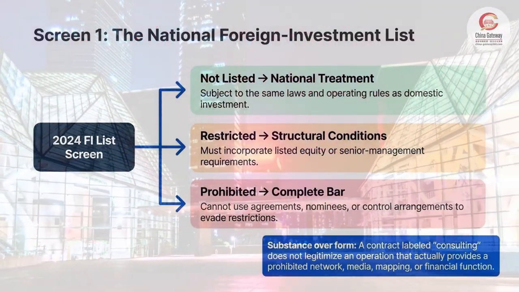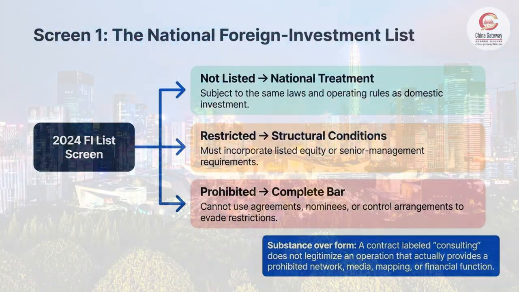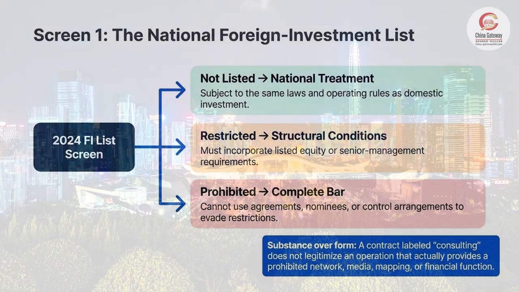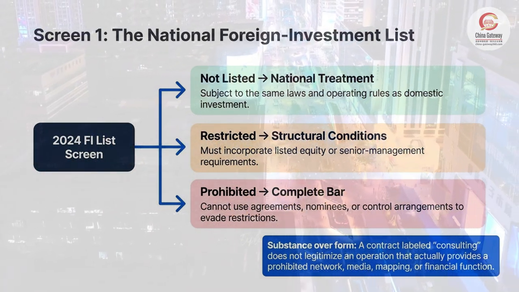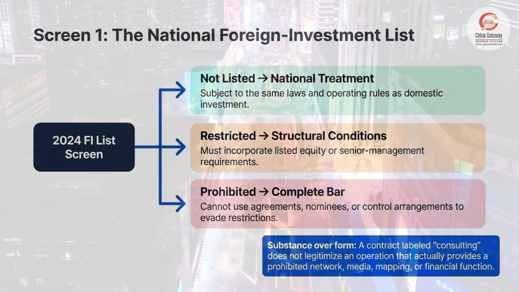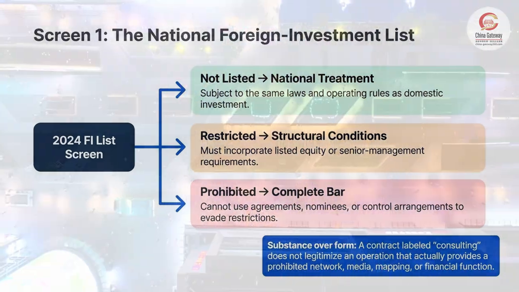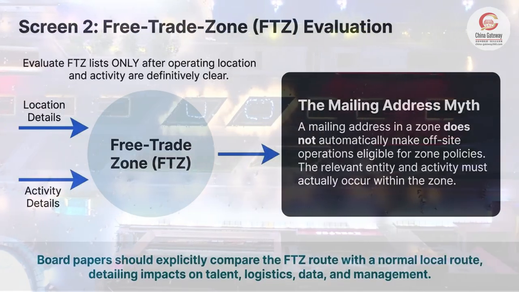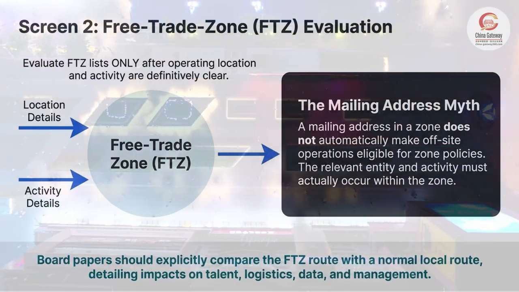This leads us to Section 3, the 4 regulatory screens. With the matrix built, your facts must systematically pass through 4 specific screens. Screen 1 checks the National Foreign Investment List to see if your activity gets national treatment, faces structural restrictions, or is outright prohibited. Just remember, the actual substance of what you do always overrides whatever label is slapped on the contract.